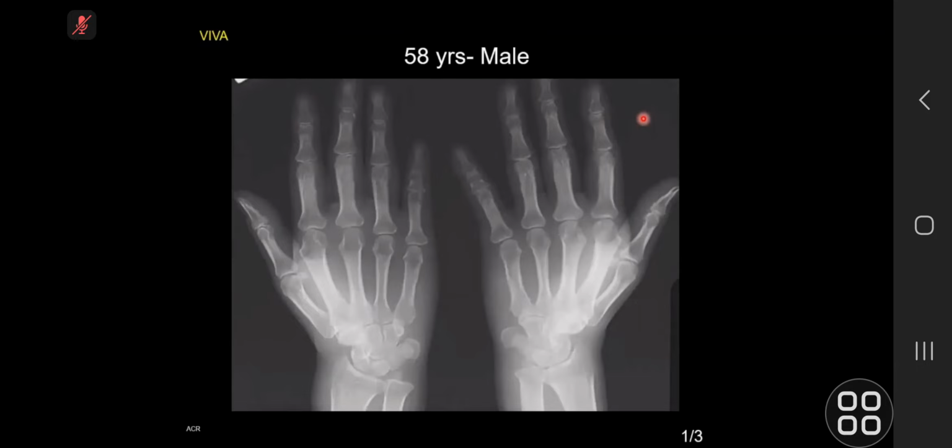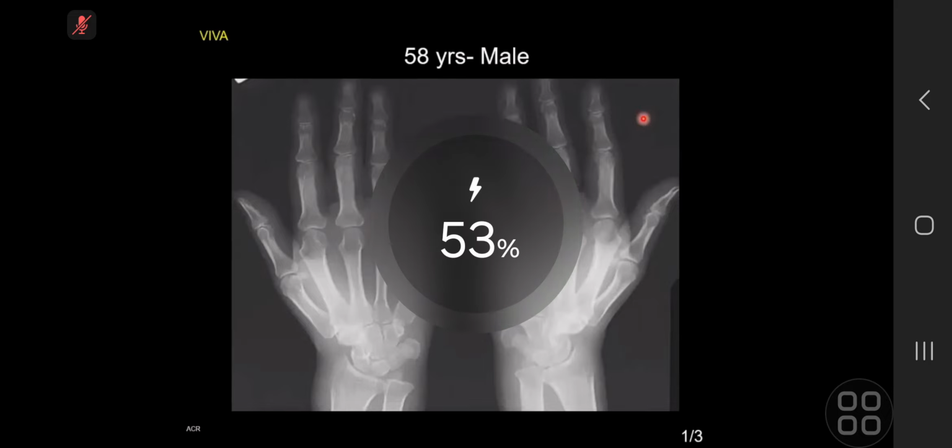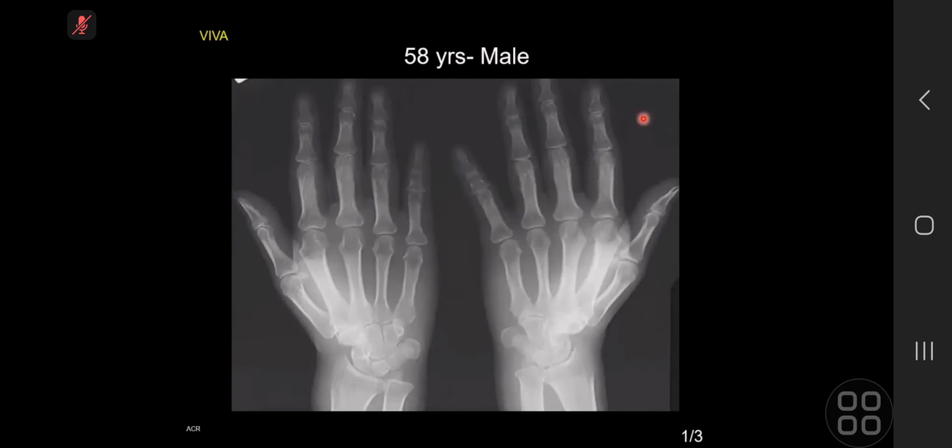8-year-old male. There is generalized periarticular osteopenia with loss of joint space in the proximal joints, in the carpal metacarpal joints, as well as in the carpal joints. I can't see any erosions. The distal joints appear to be well preserved.